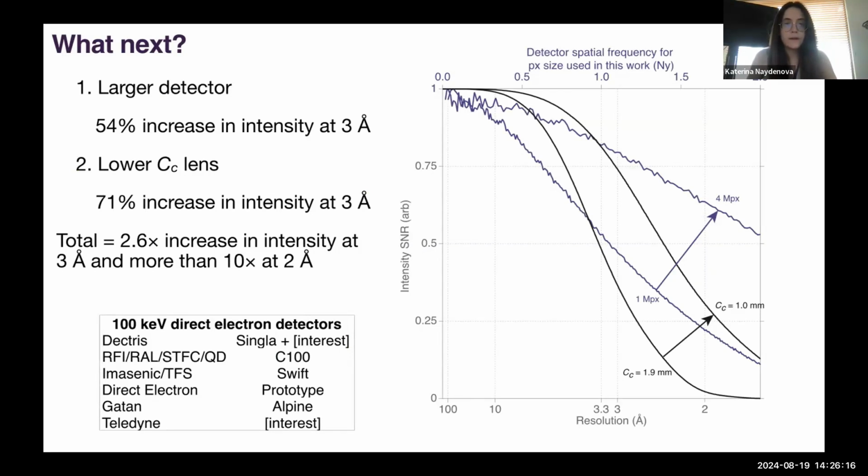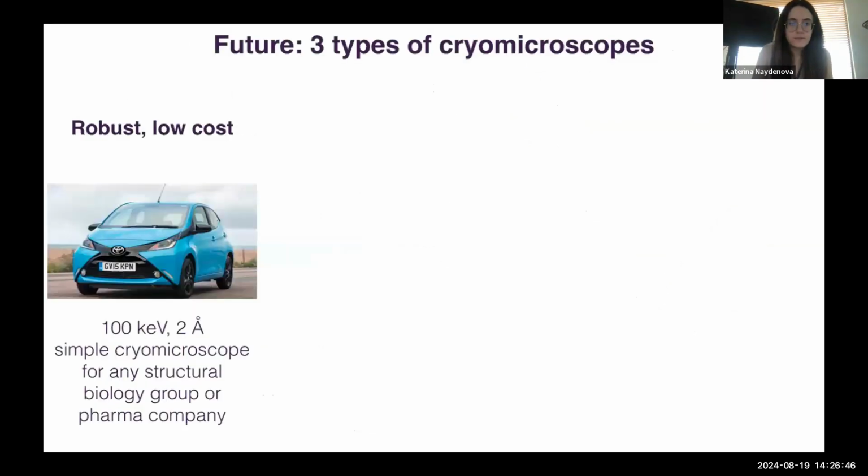For example, larger detectors with more pixels would make everything easier. Lenses with smaller chromatic aberration would also make everything better. So the improvements are possible, and we expect that when all of these are actually implemented, we will be able, with lower voltage and cheaper microscopes, to actually achieve better results, not just on par with the 300 keV expensive instruments, but actually better. So we're still working on these improvements.